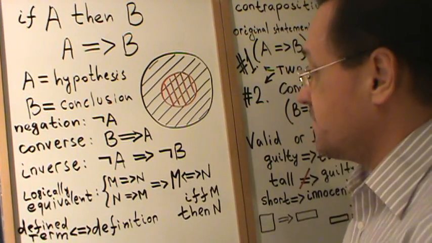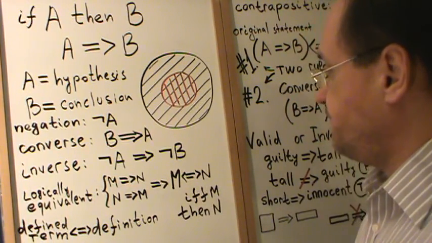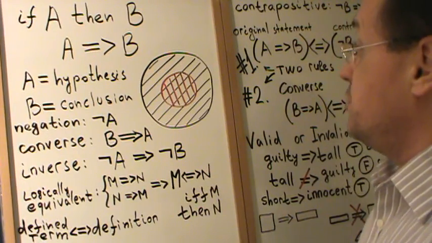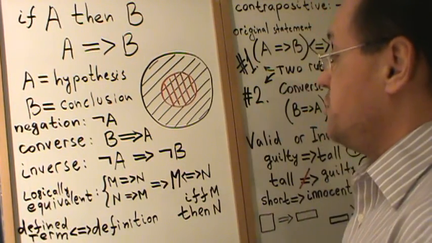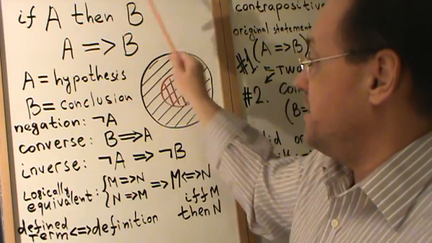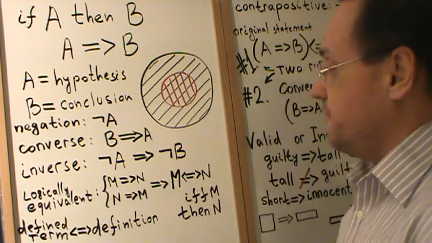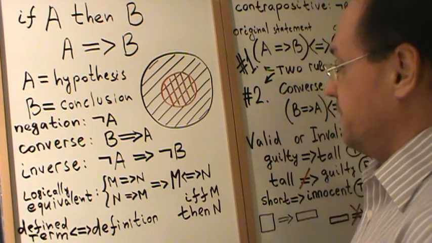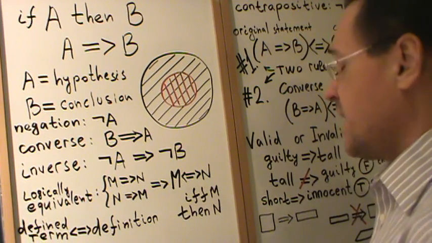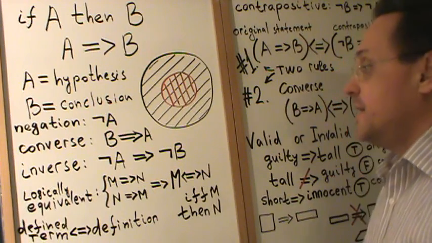Next, inverse. Inverse means you take the original statement and negate both A and B. So in our example it would be: if I don't live in Toronto, then I don't live in Canada. Which is obviously false as well.